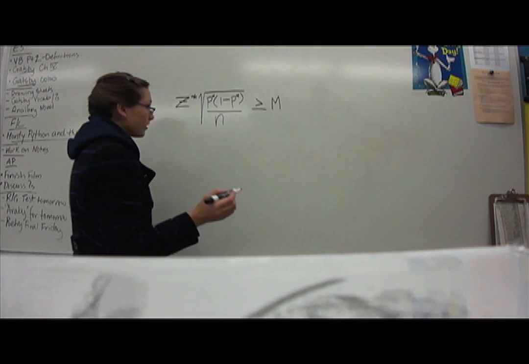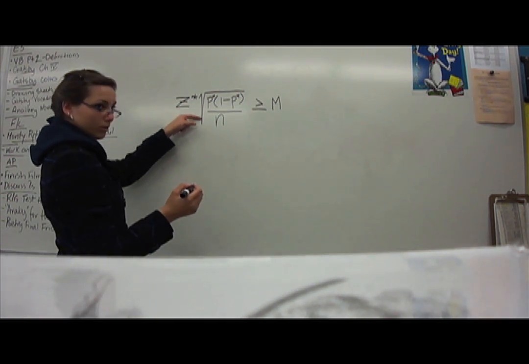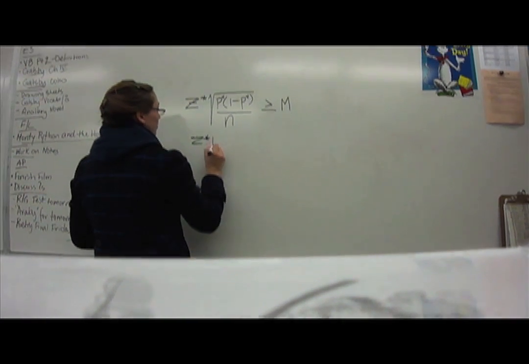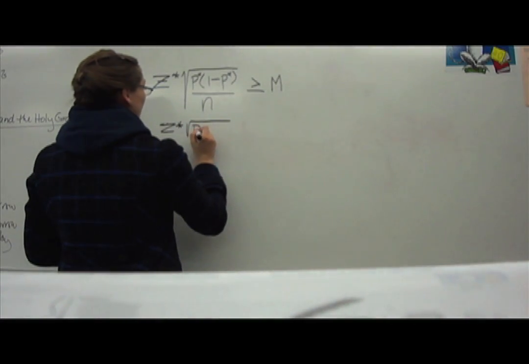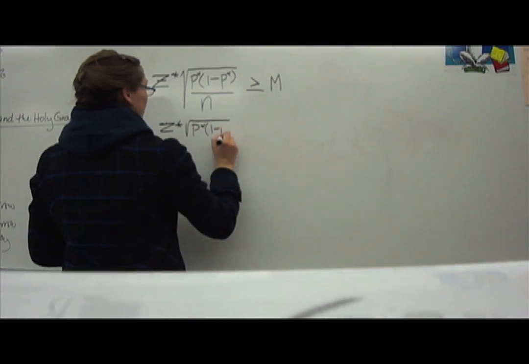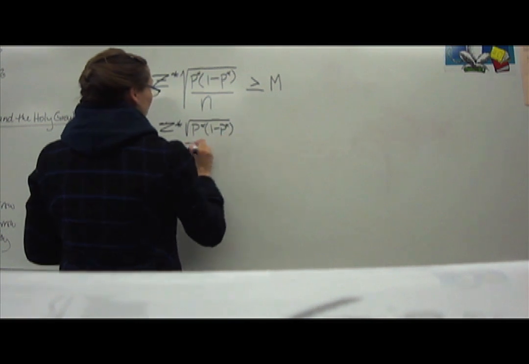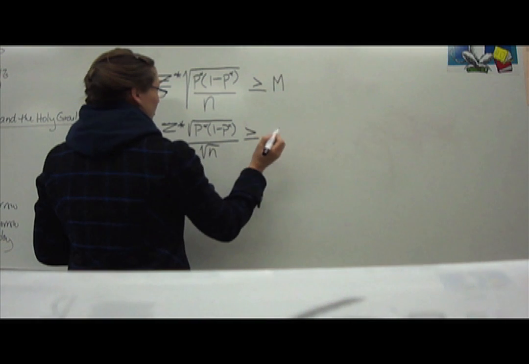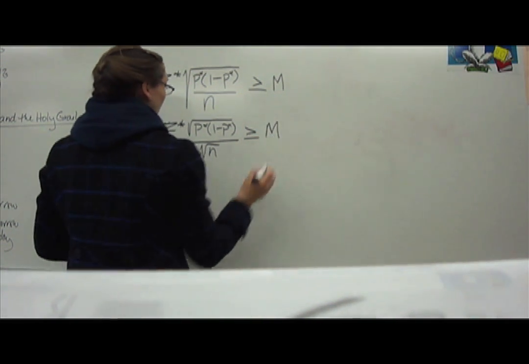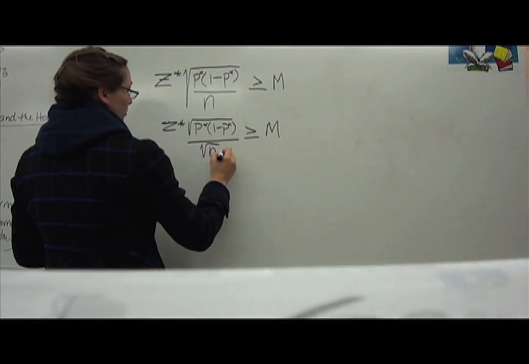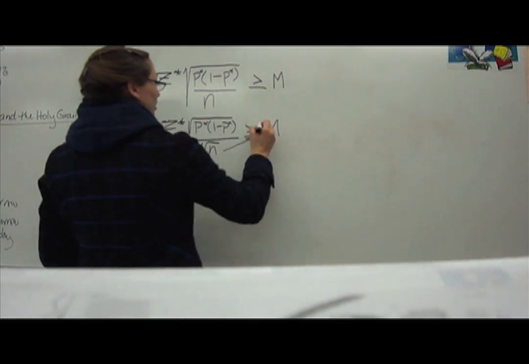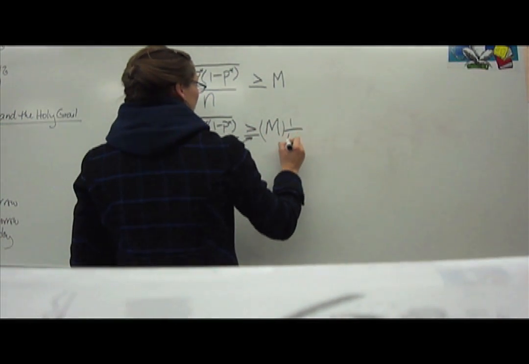Now to solve, we first need to split the square root. So we go z times the square root p times 1 minus p over square root n greater than or equal to n. Now we can multiply over here and we can divide over here.